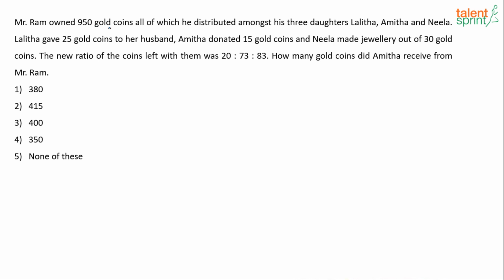There were a total of 950 gold coins which were distributed among 3 persons, L, A, N. Now what is the ratio? We do not know in what ratio these 950 coins were distributed among L, A, N. But what we know is, out of whatever Lalita got, she gave 25 gold coins to her husband. Amita gave 15 gold coins from her share in a charity she donated, and Neela made jewelry out of 30 gold coins. So they are left with some number of coins. And the ratio of the coins left with them, remember this 20:73:83, is the ratio of the number of coins left with them. How many gold coins did Amita receive from Mr. Ram?